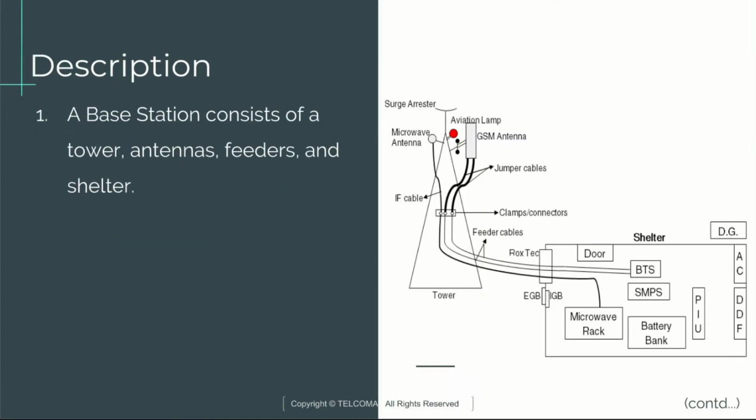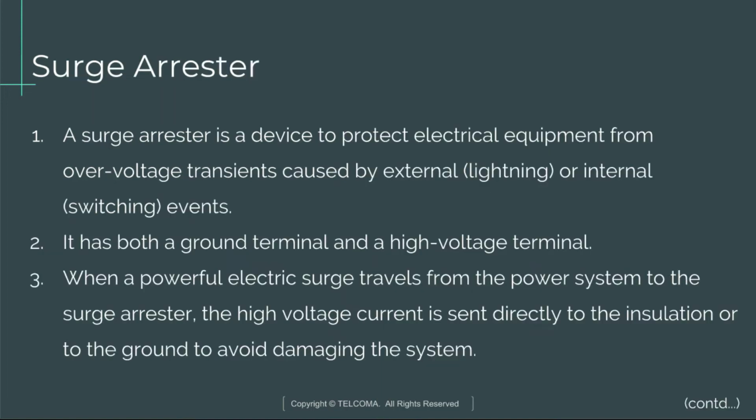Next is site description. As shown from the figure, a base station consists of a tower, antennas, feeders, and shelter. So the first component that we are going to discuss is surge arrestor. It is a device to protect electrical equipment from overvoltage transients caused by external or internal events.